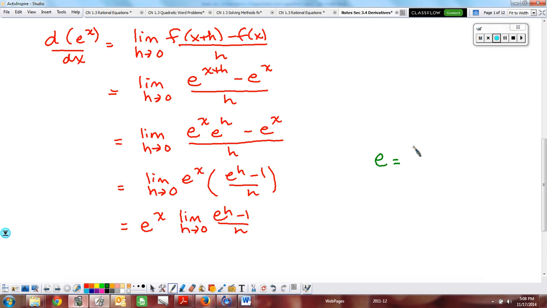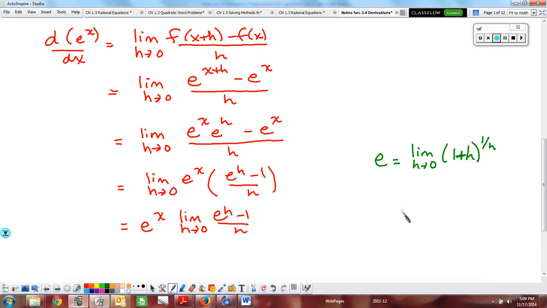The definition of e is the limit as, I'm going to use h, h goes to 0 of (1 plus h) to the 1 over h. This was kind of the main limit definition of where e comes from. If we were to take the limit as h goes to 0 of (1 plus h) to the 1 over h, we would get this number e.